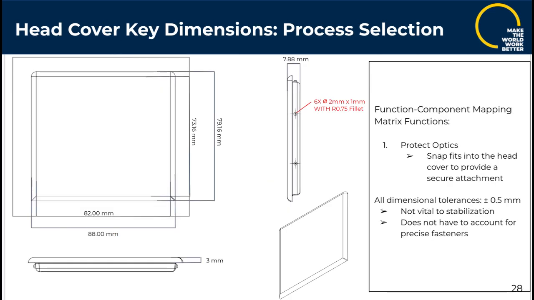The critical dimension for the head cover was identified as the radius of the snap-fit extruded spheres. This dimension correlates with the function of protect optics, as the head cover snap-fits into the head to provide a secure attachment. However, all dimensions of this part were given the standard tolerance of 0.5 millimeters, as none are vital to microscope stabilization or require precision for fasteners.